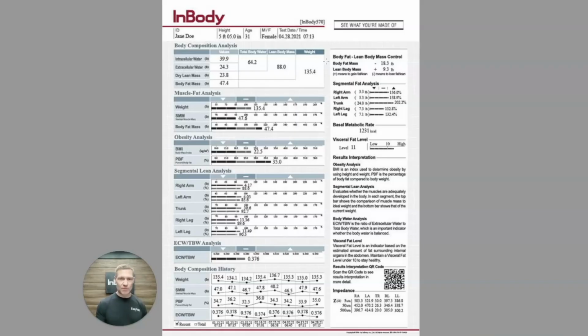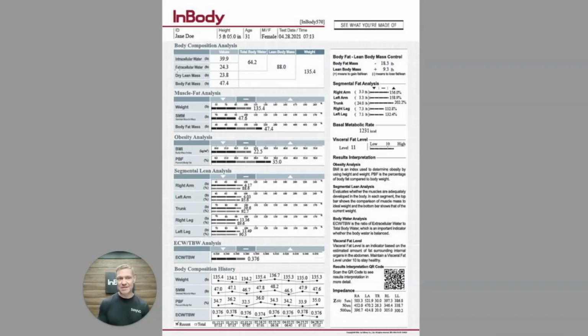So the way in which we explain this is weight is 135 pounds, 47.4 pounds of body fat is the pounds of fat on our body. Notice our lean body mass is everything that's not fat. It's hair, muscles, water, bones, skin, all those things. Total body water: we carry water in two places. Inside of the cells, intracellular water. Outside of the cells, extracellular water. We're going to talk more about this a little bit deeper. Dry lean mass, minerals in the body.